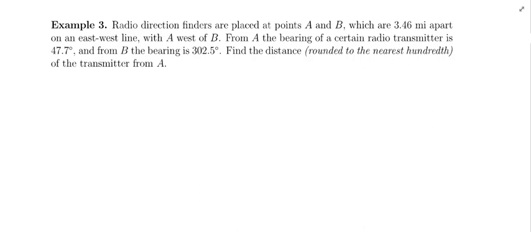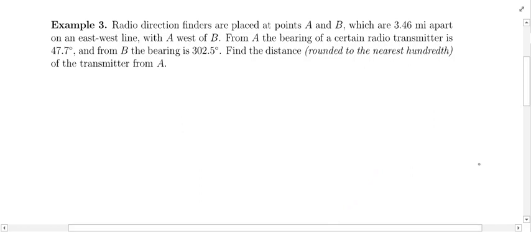All right, make sure you read through this question and understand what is going on before you begin. Okay, we have to draw this situation out. So obviously we have 2 points A and B that are located along an east-west line, and there's also some kind of radio transmitter involved. Okay, so here we go.